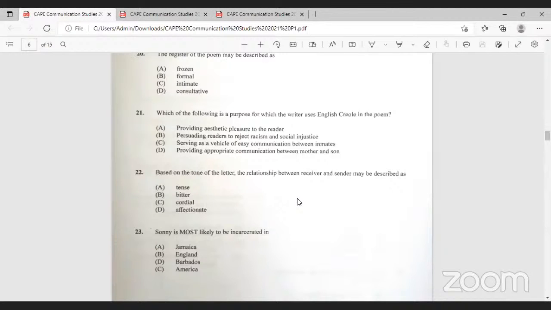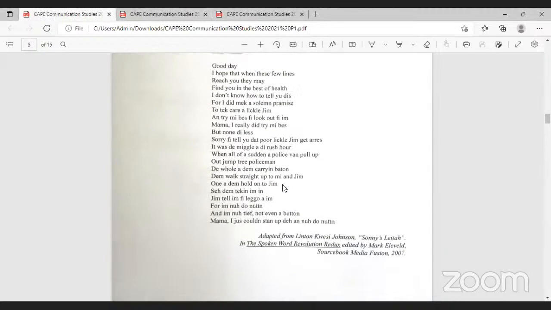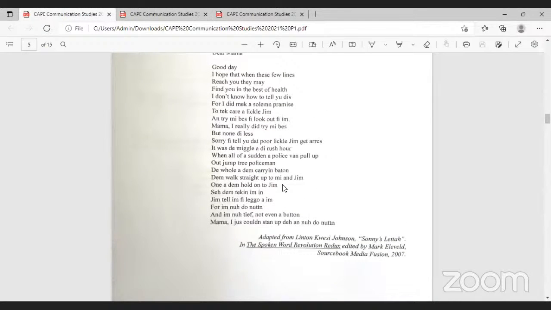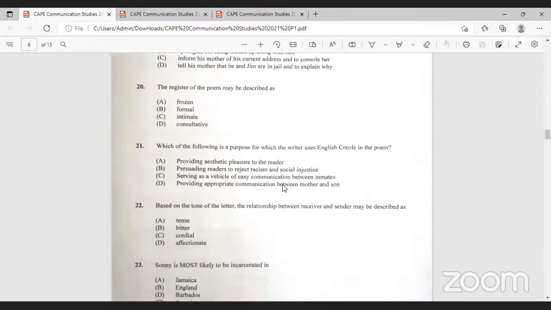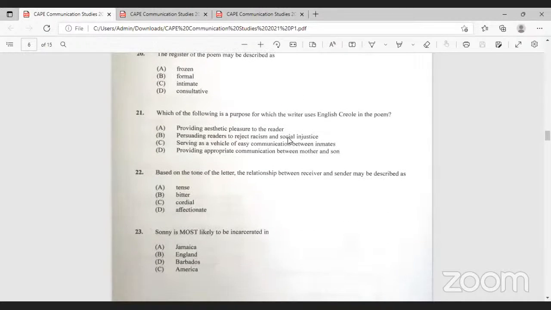22, based on the tone of the letter, the relationship between the receiver and the sender may be described as what? Tense, bitter, cordial, or affectionate. Anybody? 22? Affectionate. Yeah, affectionate. D. 22 is D.